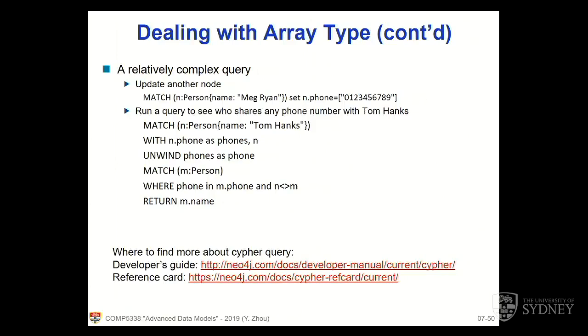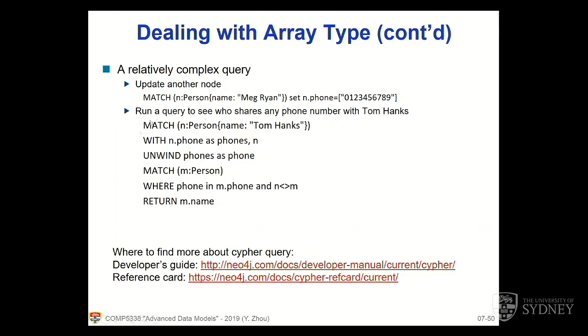We basically want to see who shares a phone number with Tom Hanks. Suppose Tom Hanks' phone number is an array, and some other person's phone number is an array, and we want to find the intersection of these two arrays. We can use unwind here by flattening one array, and then see if we can find the element in the other array. Now suppose we have another node, Meg Ryan, and we set her phone number as this. There could be more. It's an array type, but currently only one element. But anyway, it's an array type. So now we want to run the query to see who shares any phone number with Tom Hanks.